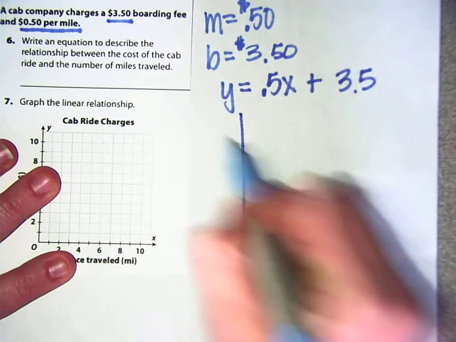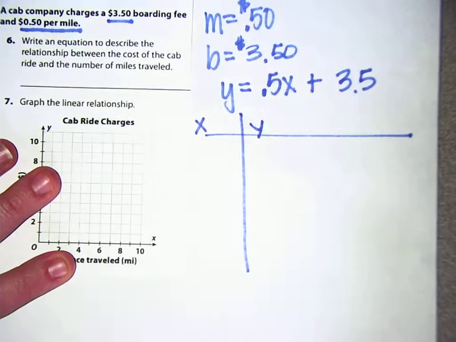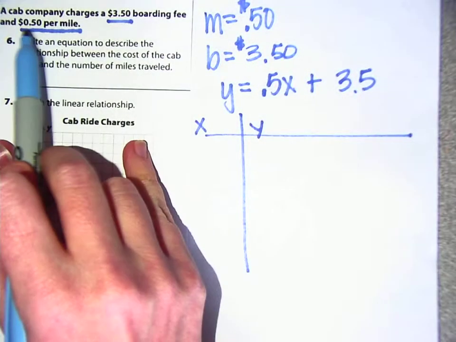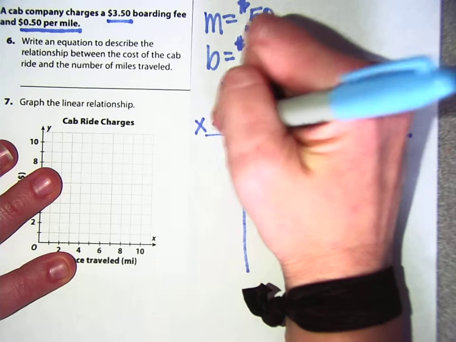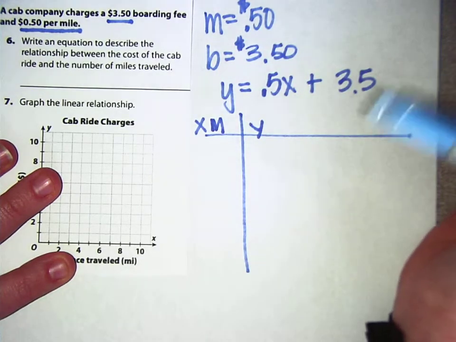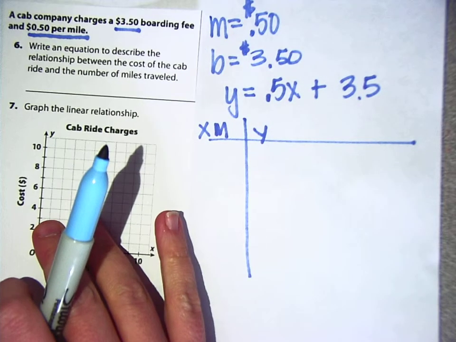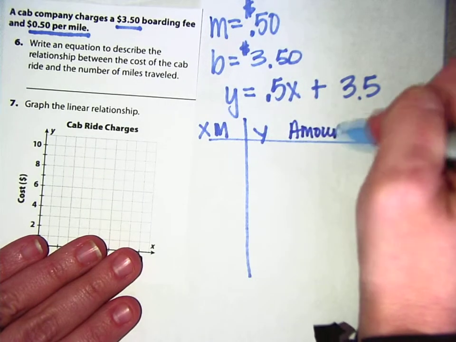So I'm going to draw a table. And my x is over here, y is over here. And look at your problem, whatever is being multiplied times m, that is your x. So in this case, it's going to be miles. And this is going to be your amount.